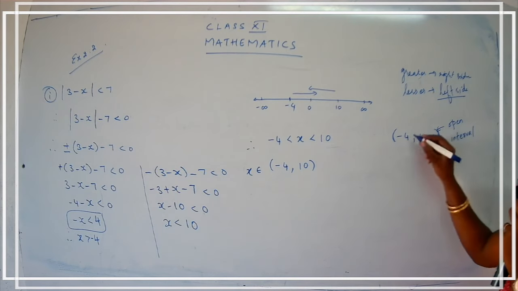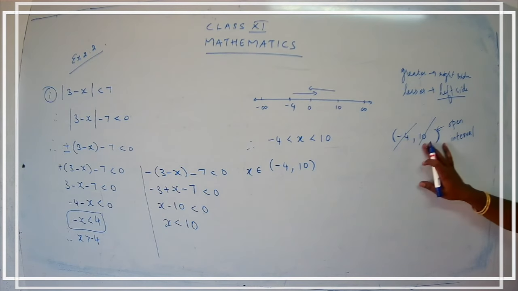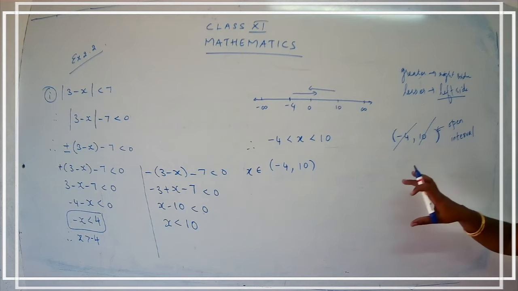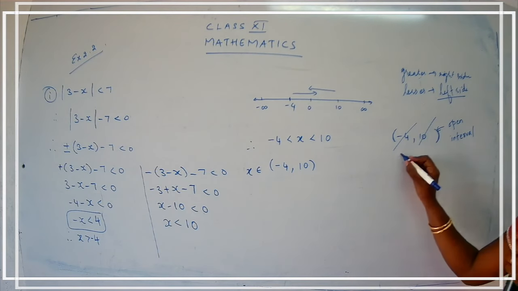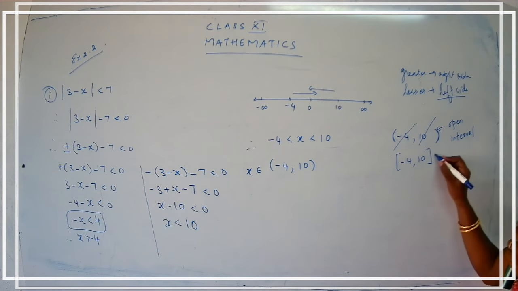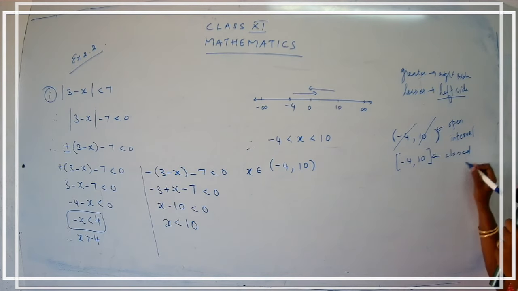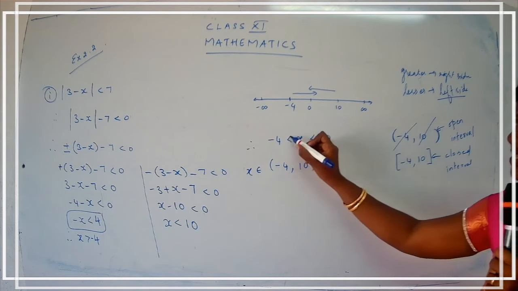Open interval means the end numbers are not included. We are not going to include minus 4 and we are not going to include 10. The number is going to lie between minus 4 and 10. That's what we call an open interval. Clear? And if you have minus 4 and 10 in a closed interval, a closed bracket is given to you. In such a case, the minus 4 and the 10 will be included. Clear, children?